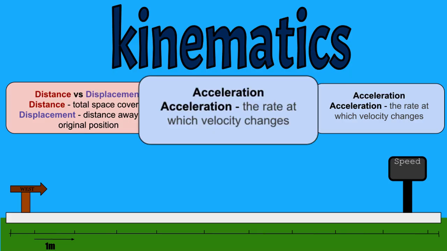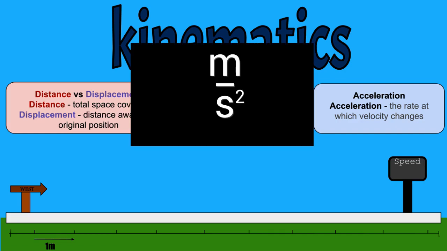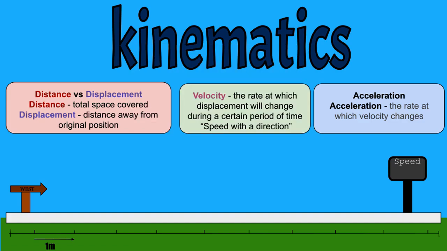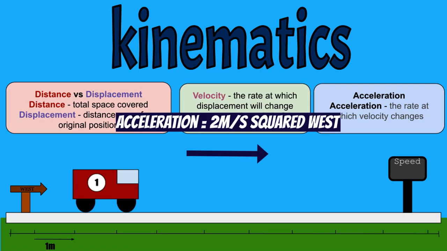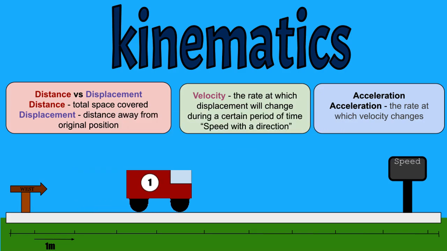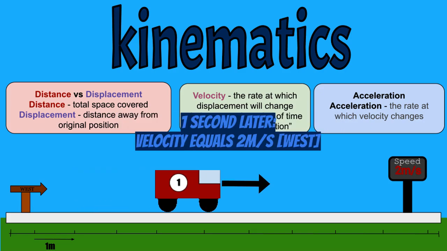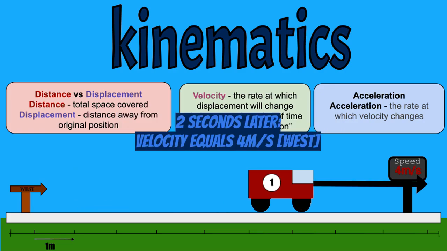Acceleration. Acceleration is described as the rate at which your velocity changes at a certain period of time. It is typically measured in meters a second squared. It also has a direction. Imagine the car is starting from rest and accelerating at 2 meters a second squared west. This means that after 1 second, the velocity of the car would be 2 meters a second west. After 2 seconds, the velocity would be 4 meters a second west.